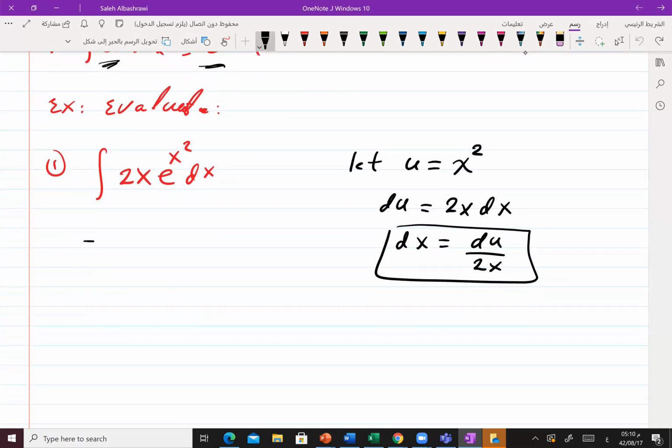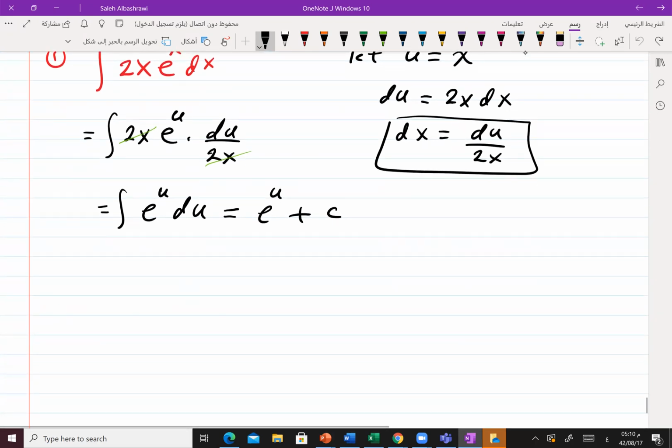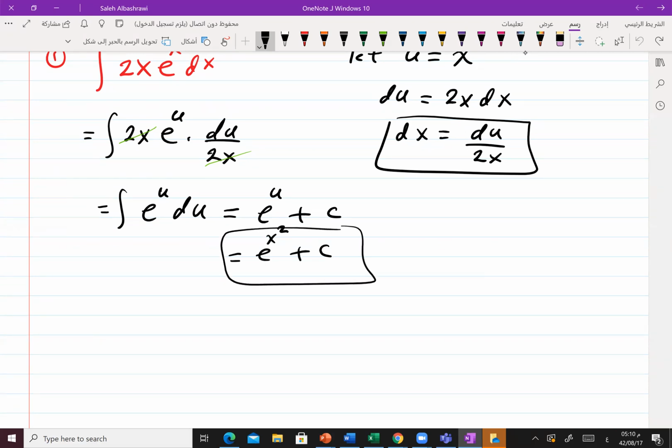So the integration now will be 2x multiplied by e^u, and dx is du divided by 2x. We can simplify this one: I will cancel 2x with 2x. So I will have the integration of e^u du, which is equal to e^u plus the constant c. Write it back: it is e^(x squared) plus the constant c. So this is the integration of that one.